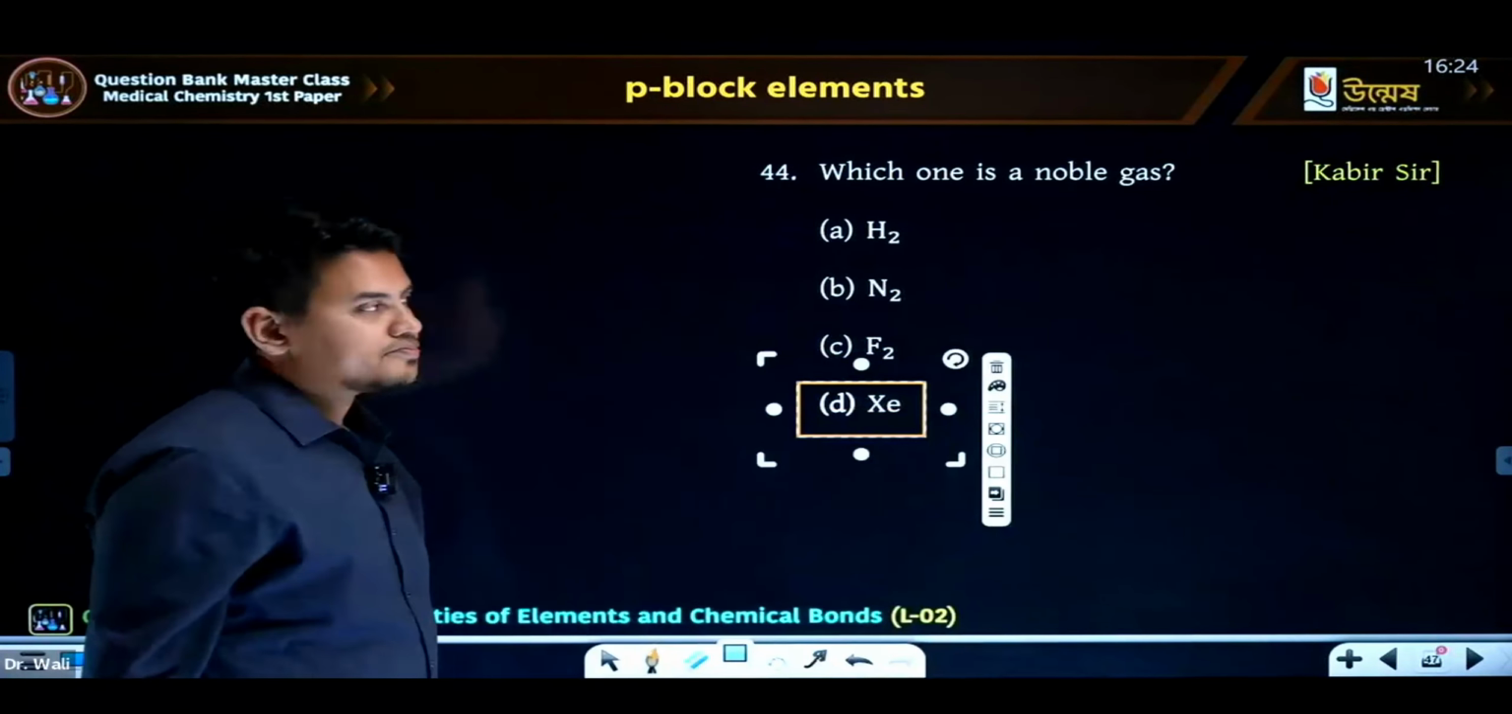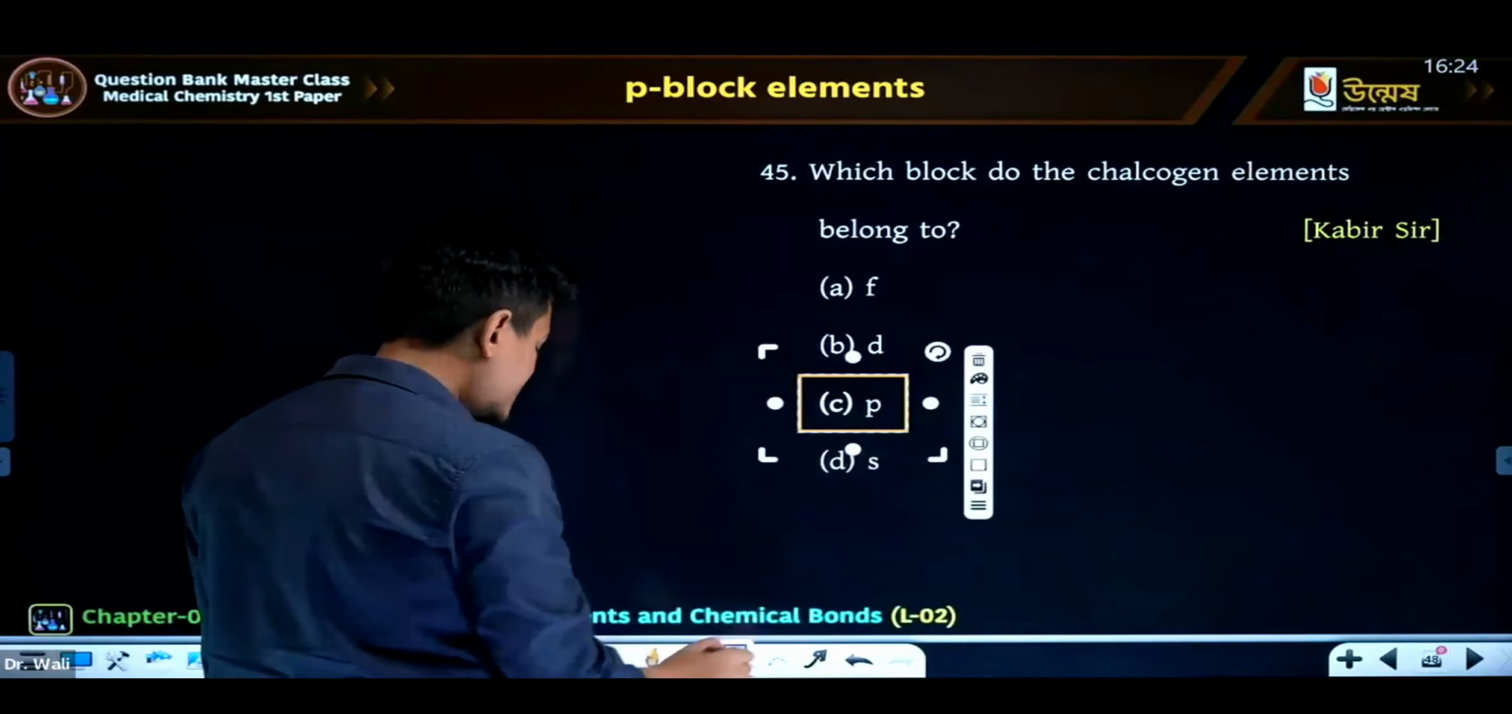Which one is a noble gas? Easy question, that is xenon. Which block do the chalcogens belong to? Chalcogens are group 16 elements.